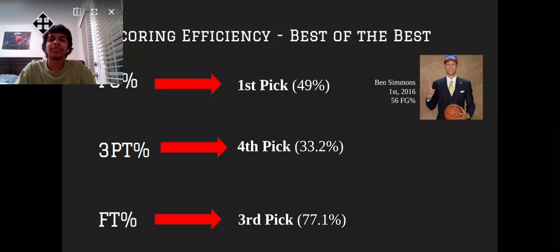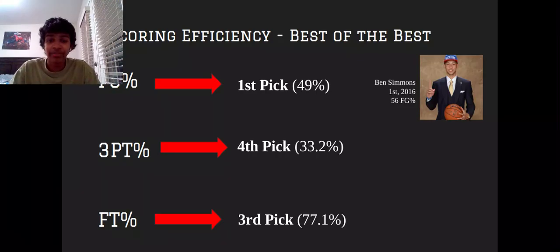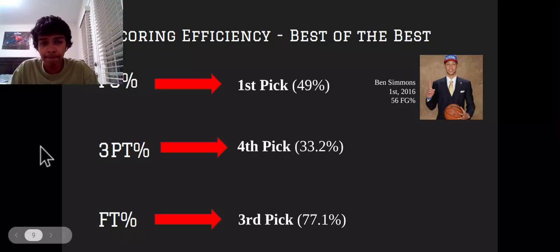That was a pretty clean one. So, Ben Simmons was picked first overall in 2016, and his career field goal percentage is 56%. When it comes to 3-point percentage, the best pick for this category is the fourth pick, and the fourth pick, on average, shoots 33.2% beyond the arc.